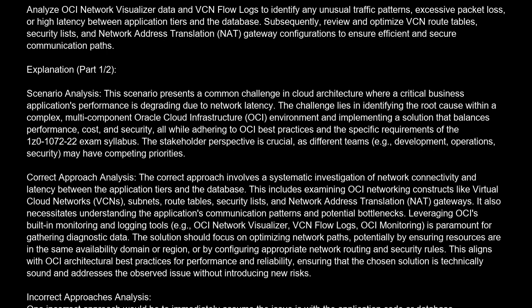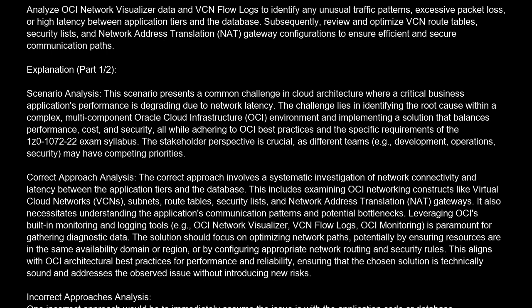This scenario presents a common challenge in cloud architecture where a critical business application's performance is degrading due to network latency. The challenge lies in identifying the root cause within a complex, multi-component Oracle Cloud infrastructure, OCI, environment and implementing a solution that balances performance, cost, and security, all while adhering to OCI best practices and the specific requirements of the 1Z0-1072-22 exam syllabus. The stakeholder perspective is crucial, as different teams, e.g., development, operations, security, may have competing priorities.